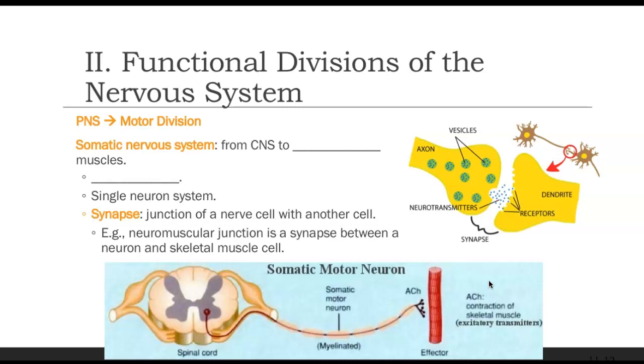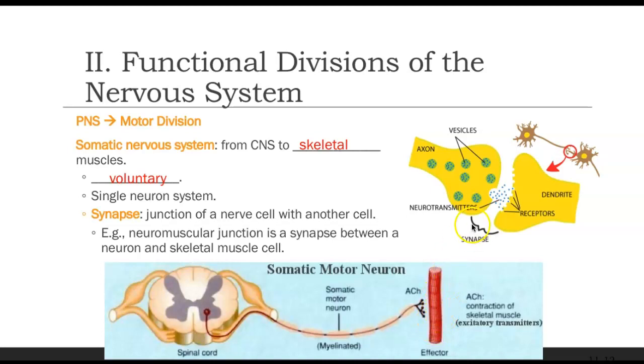So within that motor division, meaning we are sending action potentials away from the central nervous system and toward a target organ, first we have our somatic nervous system. So again, from the central nervous system to, in this case, skeletal muscle specifically. This system is going to be voluntary, and you know this. We control our skeletal muscle through conscious thought, and we use a single neuron system. So we start off here in the spinal cord, and this neuron is exiting on out and going to that skeletal muscle, telling it to contract.